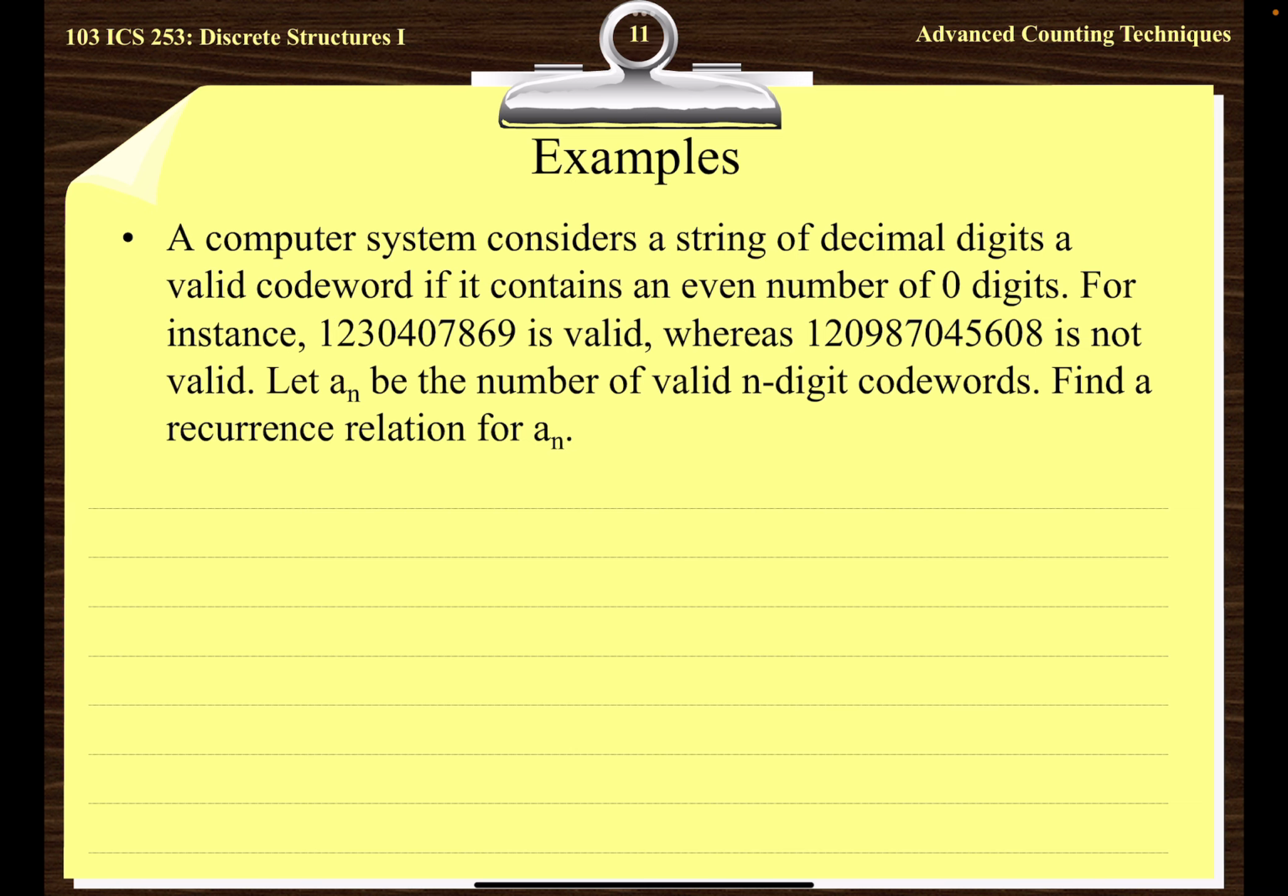Can I start with a 0? Yes, the answer is yes. We treat the code word as a string. Let A_n be the number of valid n-digit code words. Find the recurrence relation for it. Come on, guys. Let me give you 3 minutes and then we will solve it together.